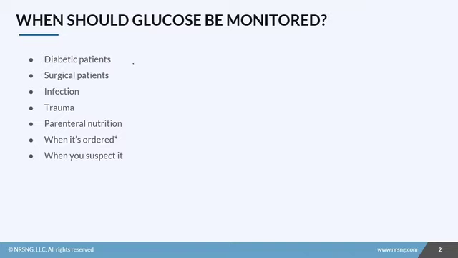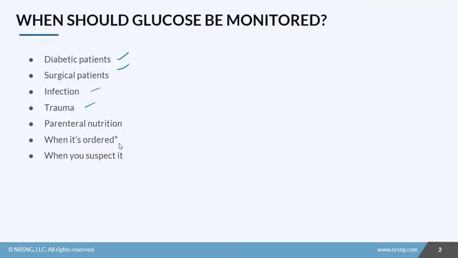These are the types of patients that you're commonly going to check blood sugars on. So you've got your diabetic patients, your surgical patients, patients with infection, patients that have gone through recent trauma, patients that are on parenteral nutrition, so things like TPN, and also patients you may not think about. There might be a patient that has some sort of recent endocrine disorder that you're just not thinking about. So if there's an order for it, that's a good time to say, okay, why am I doing this? Know why you do things.